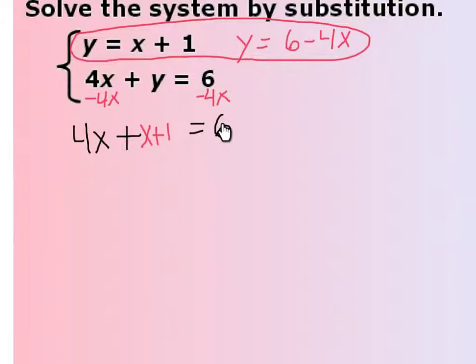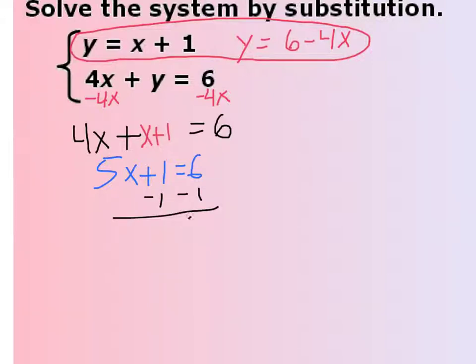Now I'm going to solve this because all I have is one variable. Whenever you solve a system of equations, you want to isolate and get just one variable, and then you can solve it, because with two variables, it's very difficult to solve. So I combine my 4x and my 1x, and I get 5x. 5x plus 1 equals 6. So we'll solve this super quick.